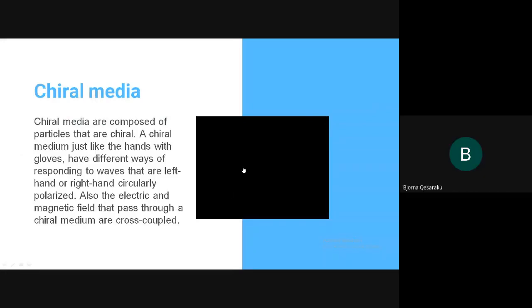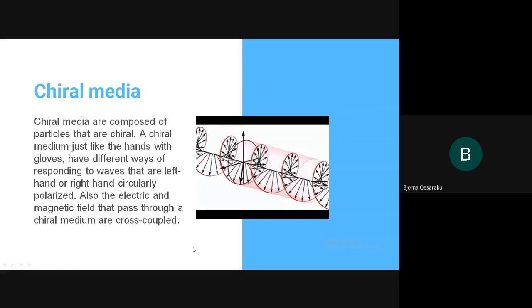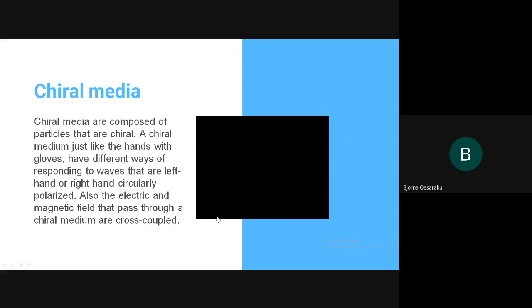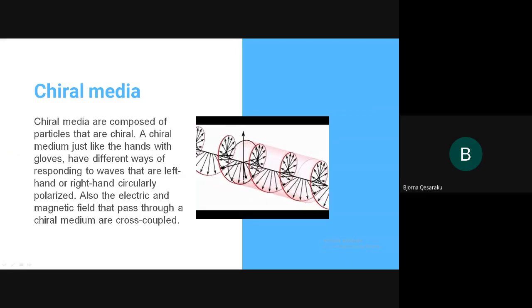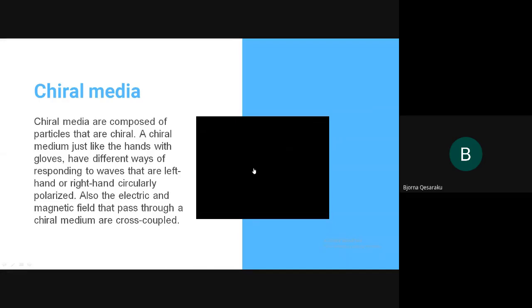About the chiral media, we expressed chirality in general, but a chiral medium is composed of particles that are chiral. Just like hands with gloves, where the right hand fits only the right glove, the chiral media respond to waves that are left-hand or right-hand circularly polarized in different ways. Also, the electric and magnetic field vectors that pass through this medium are cross-coupled, as we can see. And here we can see this arrow sliding and determine the clockwise direction of rotation.